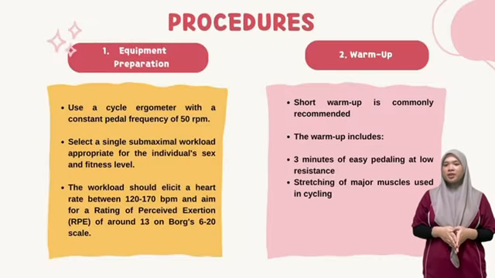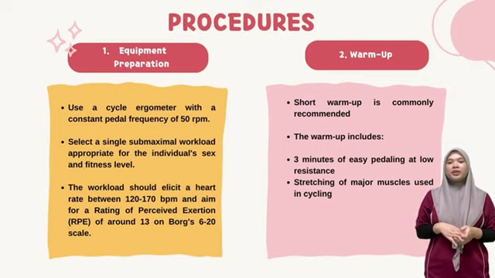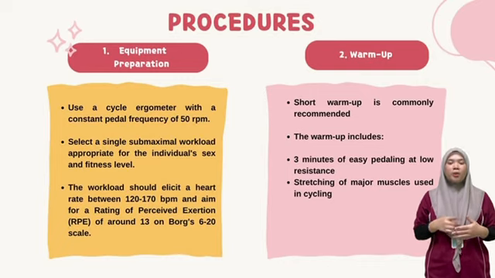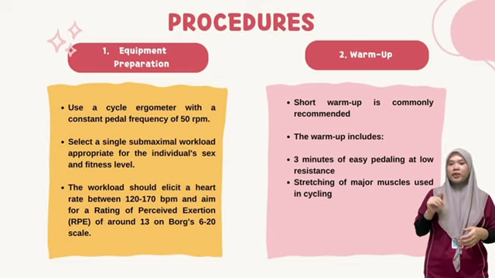Next, we move to the procedure of the Astrand test. Firstly, we need to prepare the equipment. Use a cycle ergometer with a constant pedal frequency of 50 RPM, which is revolutions per minute. Select a single sub-maximal workload appropriate for the individual's age and fitness level. The workload should elicit a heart rate between 120 to 170 beats per minute and aim for a rating of perceived exertion of around 15 on the 6 to 20 scale.